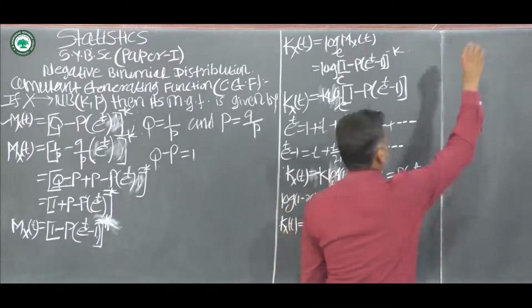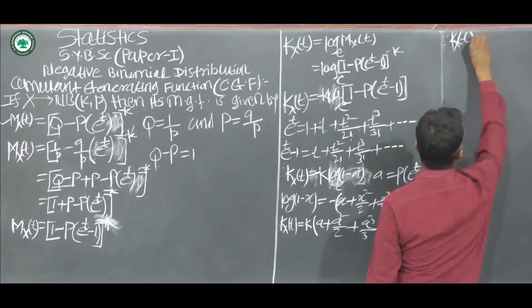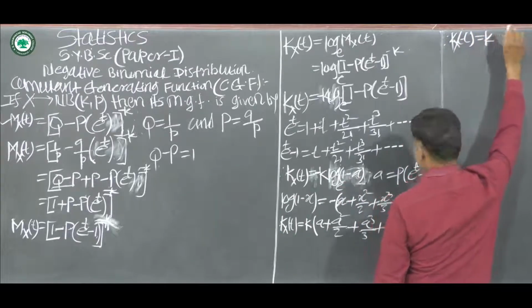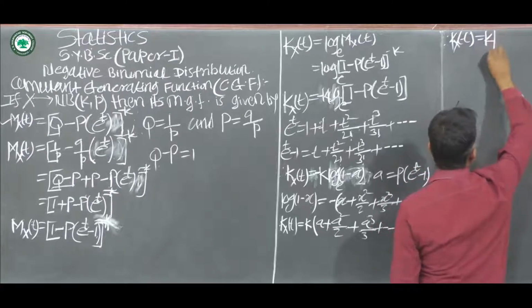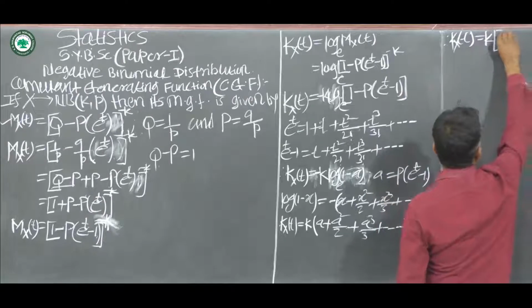Now substitute the value of a here. Then K_X(t) is equal to k into, first term is what?